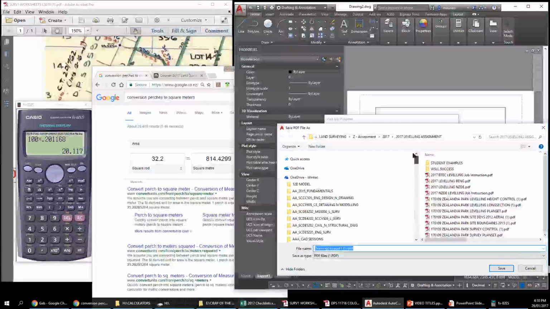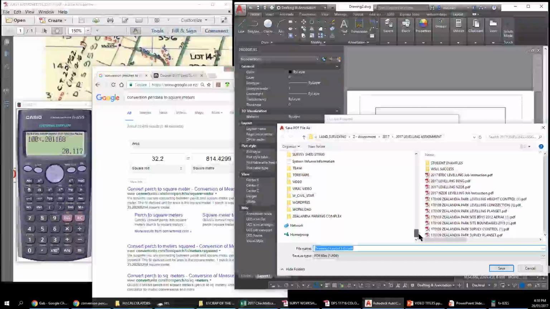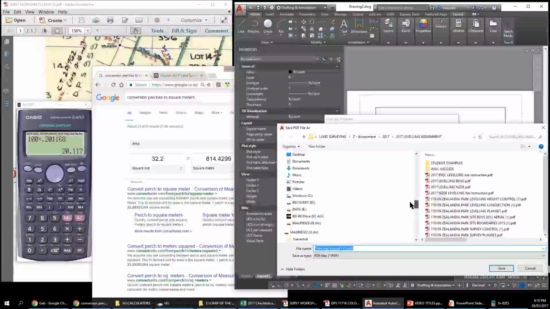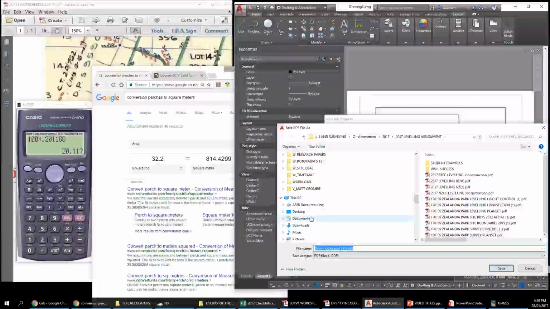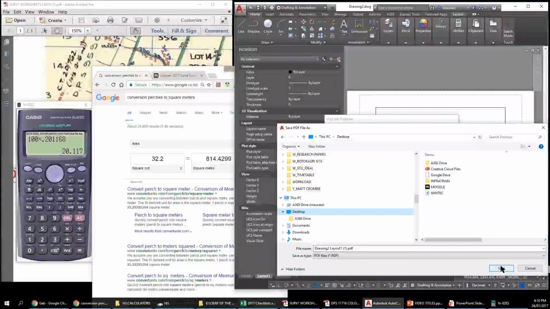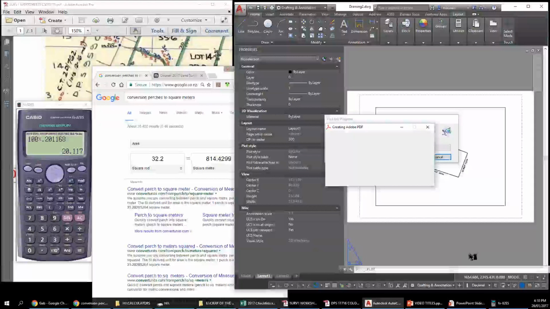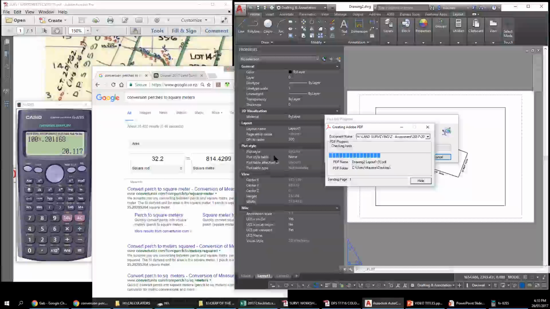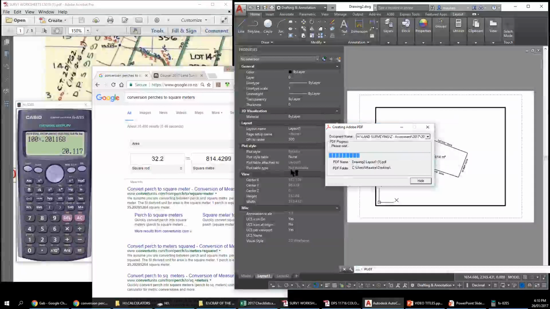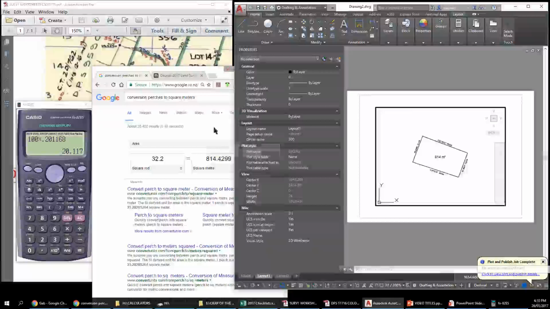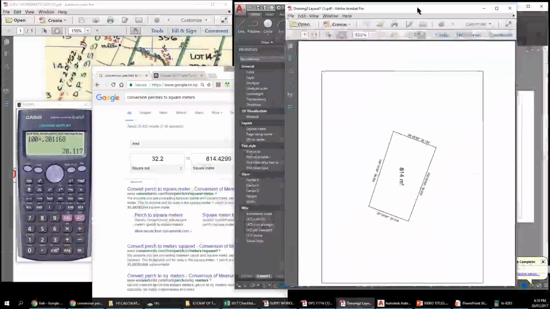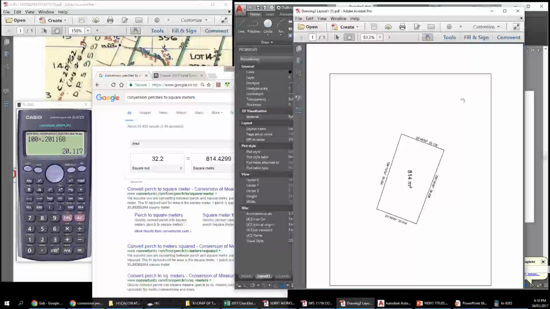So I'll just put it up on the desktop for now. Here's the desktop. We'll just put it up there for now, and we'll just go save. That's generating a PDF. It's taking a little while to do all this, but there you go. Okay, so bringing the PDF back over here. Here we are, we've got it all printed out. And you can put all sorts of other text in there, maybe a north point and things like that if you want to, but that's just enough, and you're doing this for lot 13.